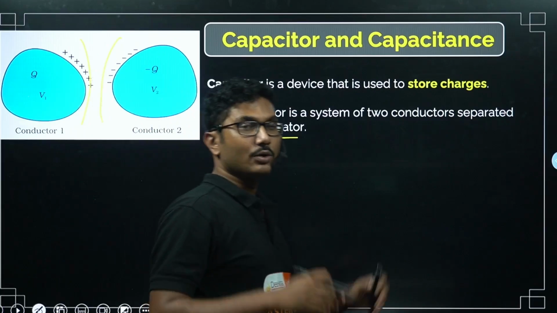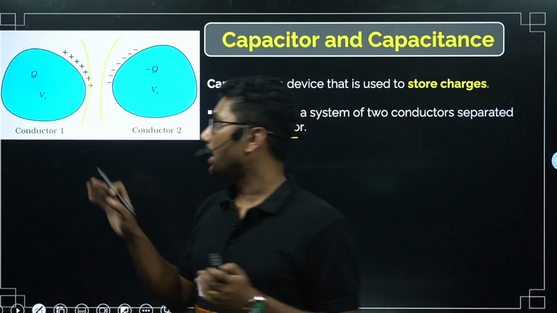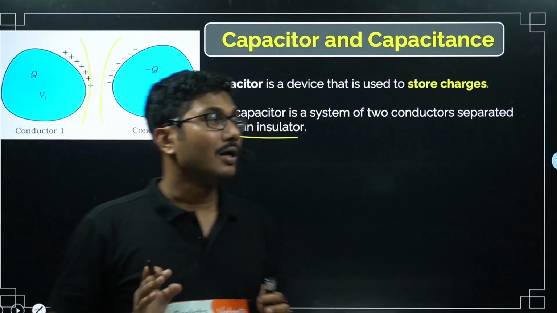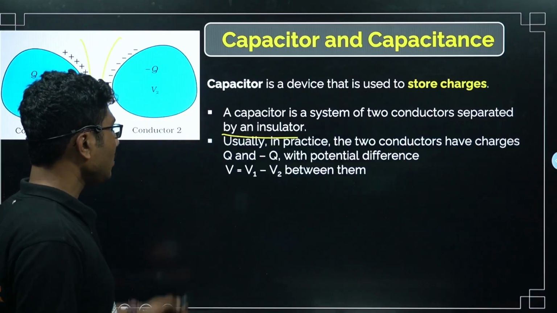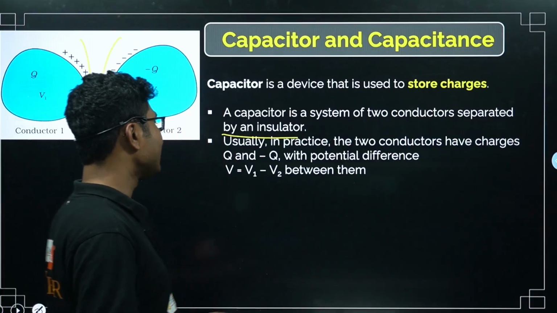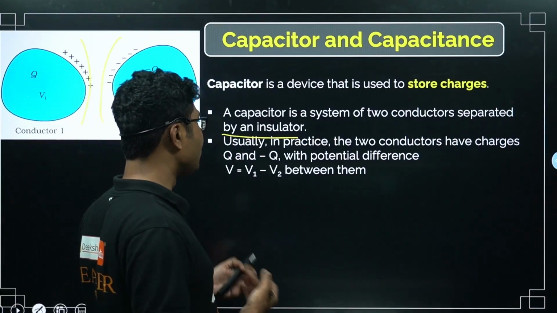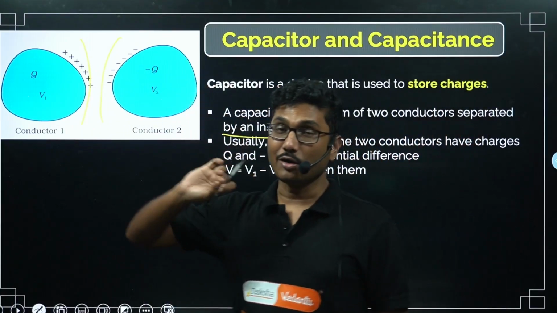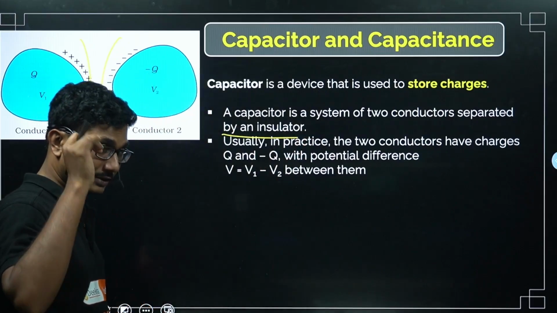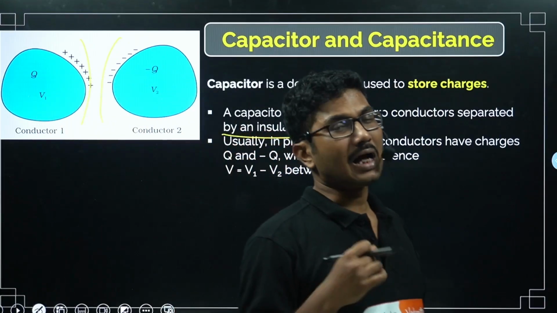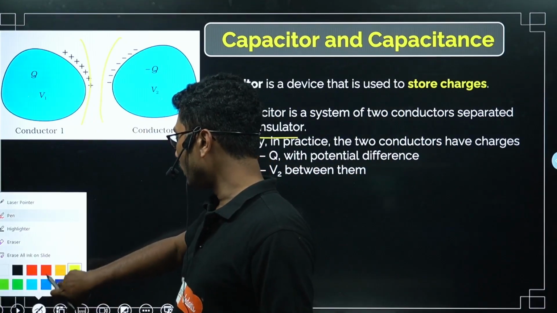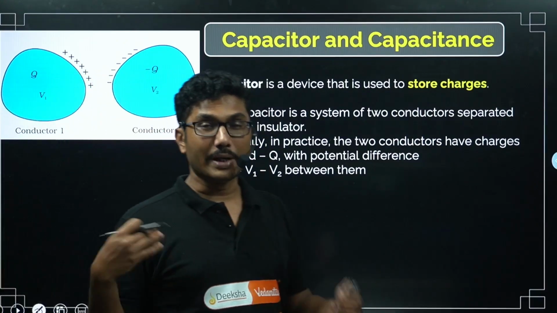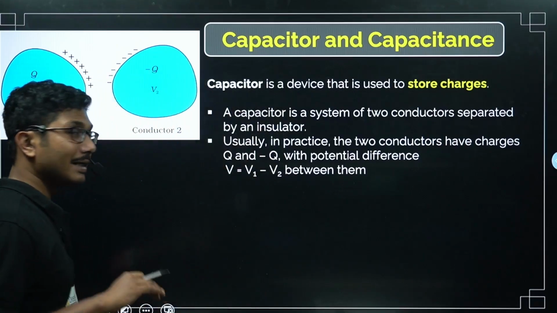Generally 2 conducting or metallic plates, separated by a distance and having an insulator between them. Usually in practice, the 2 conductors have charges plus q and minus q, that is, equal charges. Usually it is not very necessary; there are some cases where the charges can vary. Single capacitors are also possible, but they are not very useful. They have very low capacitance, so we don't use them. We only use the double plate capacitor, where we use 2 plates, may be parallel, may not be parallel, but generally 2 plates.